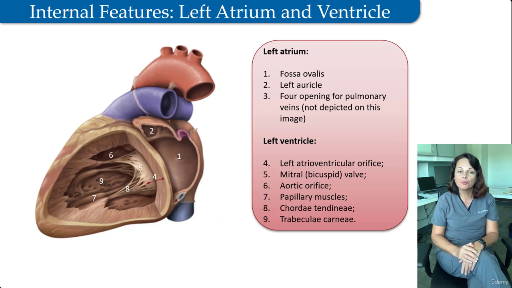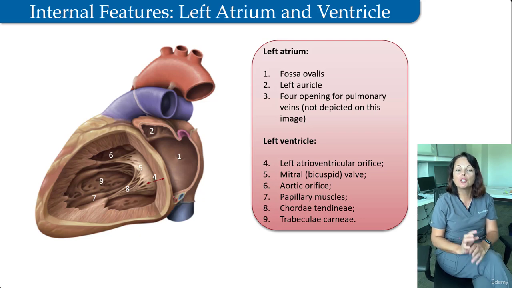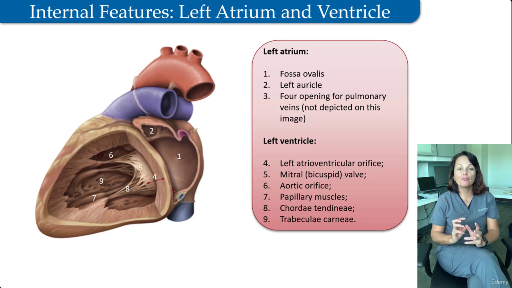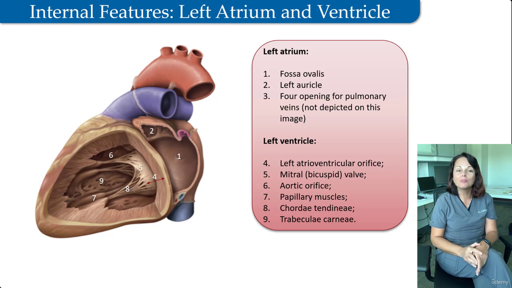The left atrium forms most of the base of the heart. Its cavity is of irregular cubic shape, and it accepts 4 pulmonary veins, 2 from each lung. The fossa ovalis is visible from the cavity of the left atrium too. The left ventricle has a cone-shaped cavity with 2 openings in it. The left atrioventricular orifice and the aortic orifice.